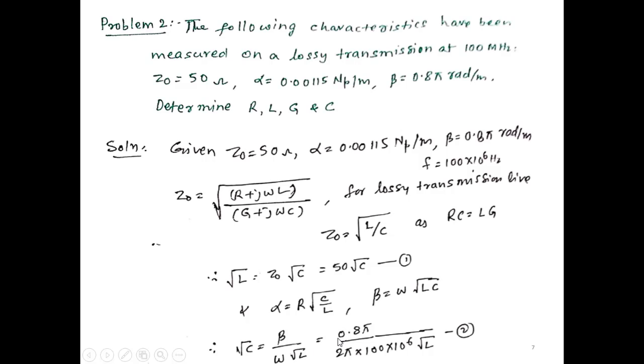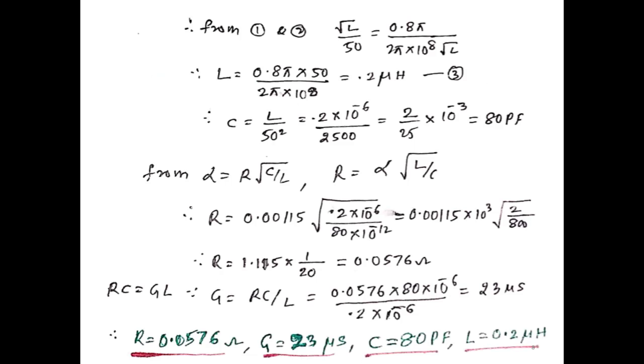Substitute the value, we get 0.85 divided by 2π·100 into 10 raised to 6 root L. From this, we get root L by 50 is equal to 0.85 divided by 2π into 10 raised to 8 root L. Cross multiply, we get L is equal to 0.8 into 50 whole divided by 2π into 10 raised to 8, which is equal to 0.2 microhenry. Therefore, C is equal to L by 50 squared. This is equal to 0.2 into 10 raised to minus 6 divided by 2500. This is equal to 80 picofarad.